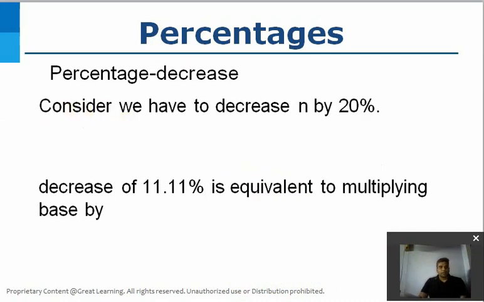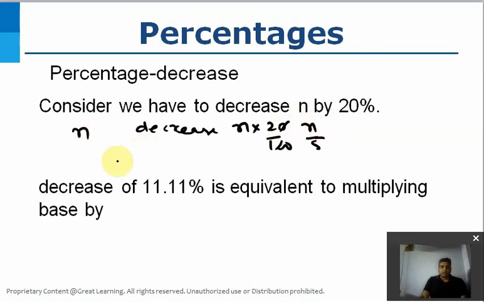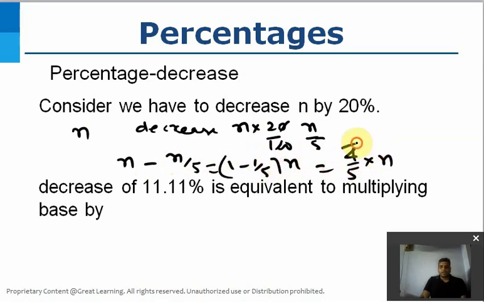Now, how do we approach if there is given a decrease of n by 20%? So n is my original number, decrease is given 20%. So 20% of n, right? We are talking about 20% is nothing but 1 by 5th of n. So my n decreases by n by 5. So it will be 1 minus 1 by 5 into n, and this becomes 4 by 5 into n. So my n becomes 4 by 5 into n in this case.